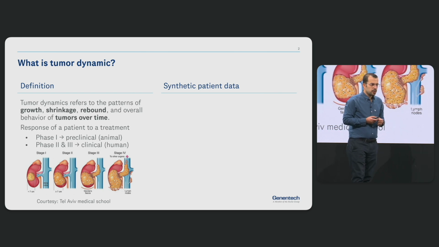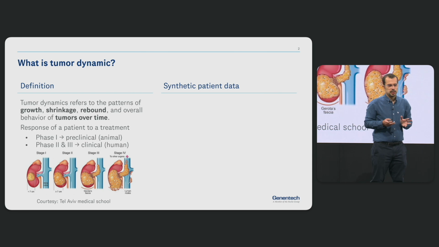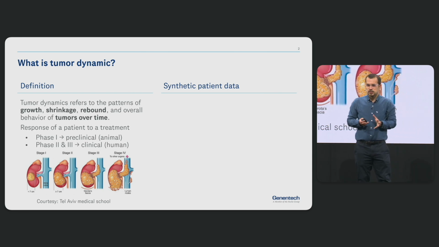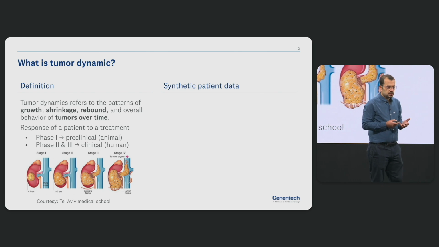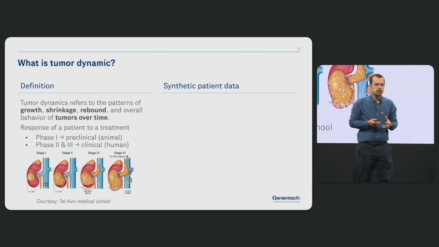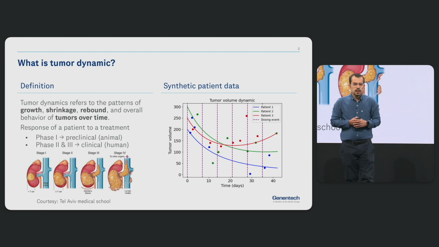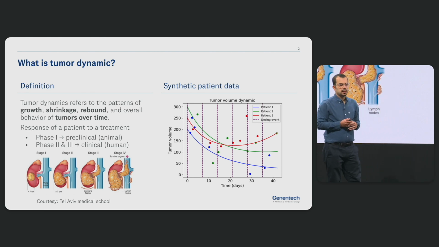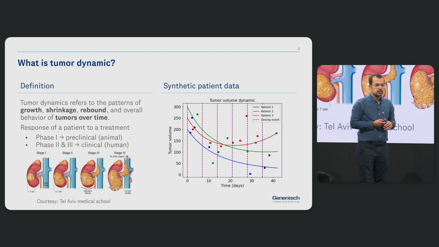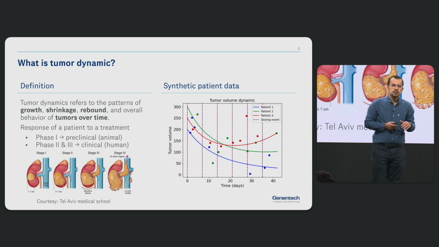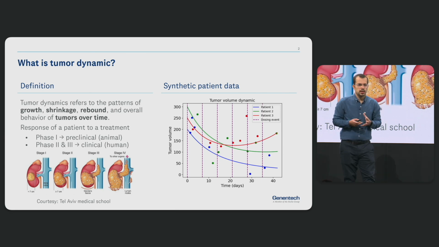And these are very important in phase 1 clinical trial. Phase 1 is basically when you are dealing with animals or preclinical stage, and phase 2 and phase 3 are when you are dealing with clinical or human data. These are just some examples of synthetic patient data, giving you a flavor of what tumor dynamic looks like.